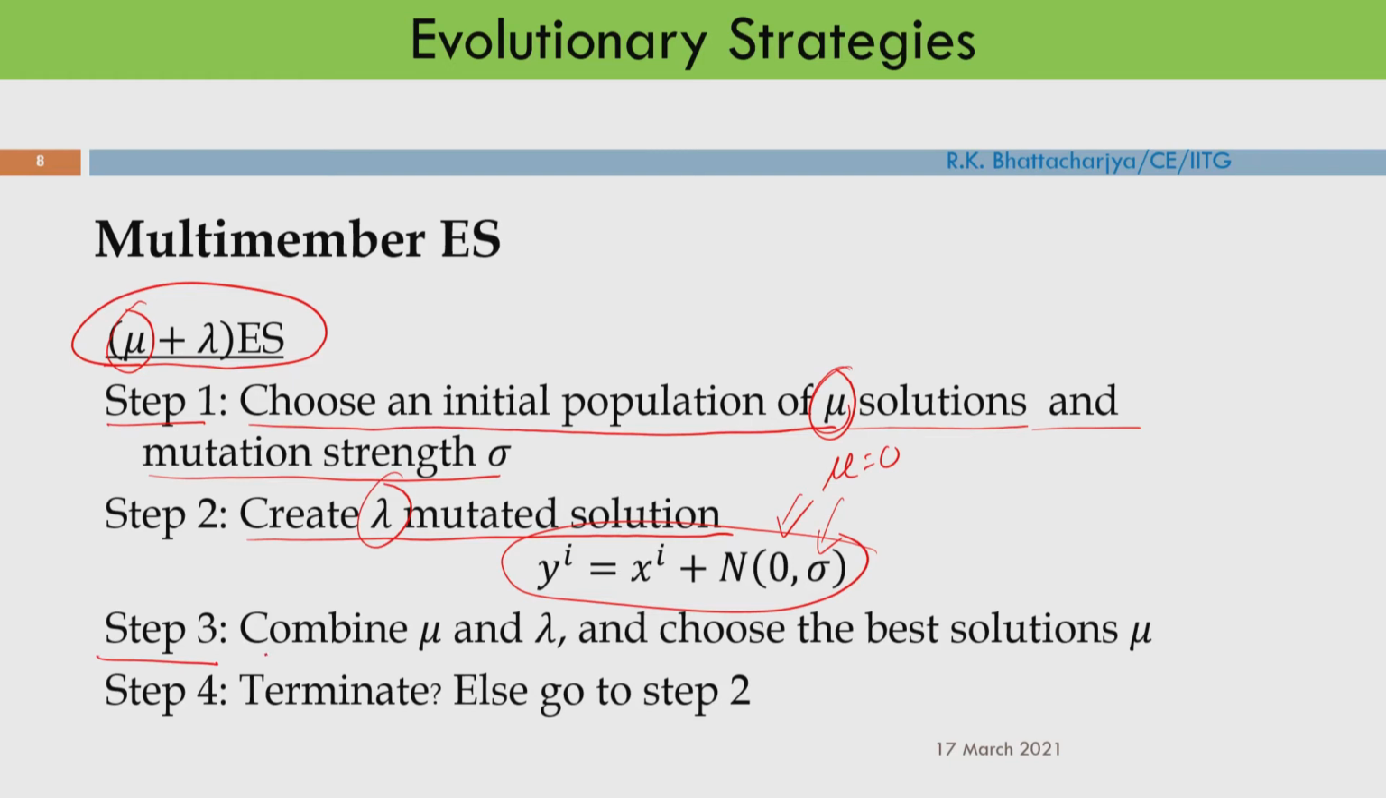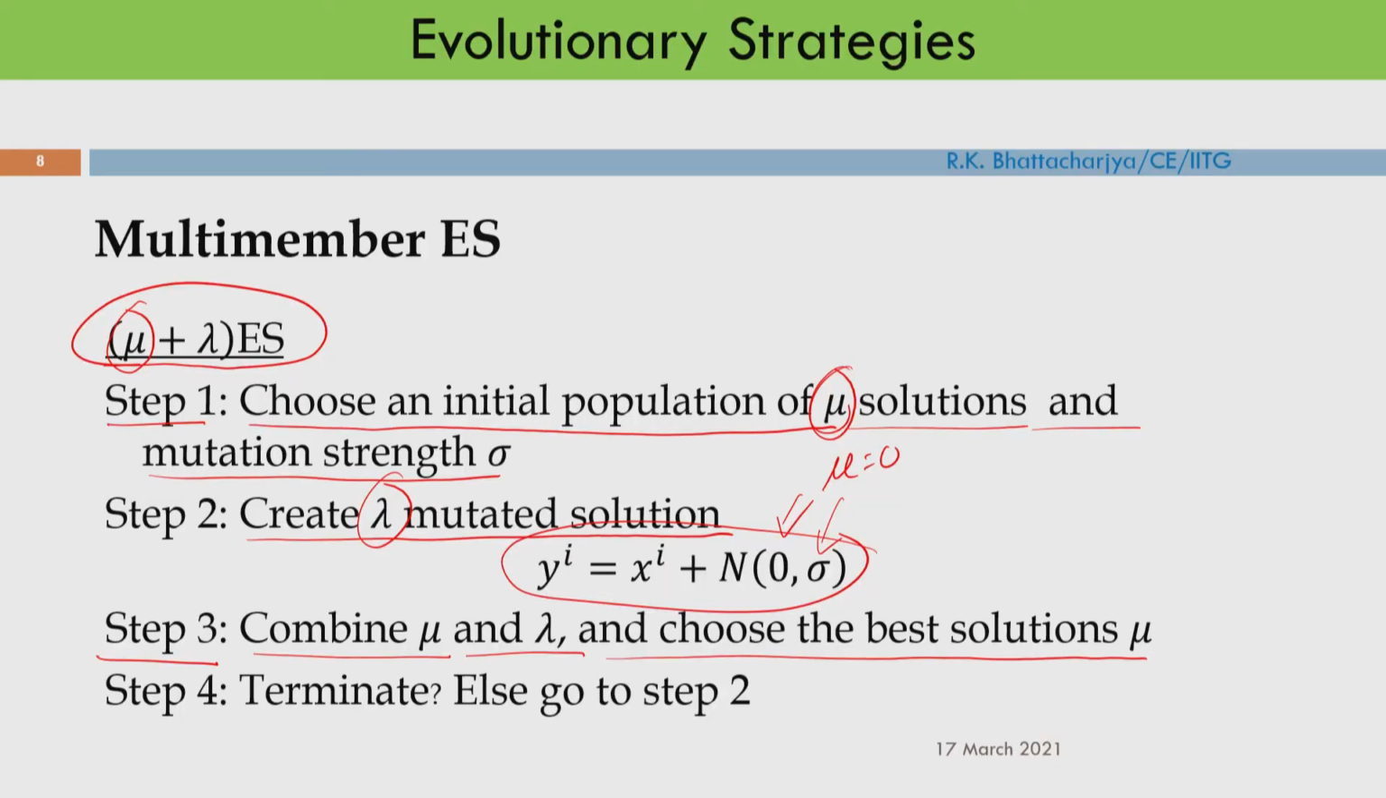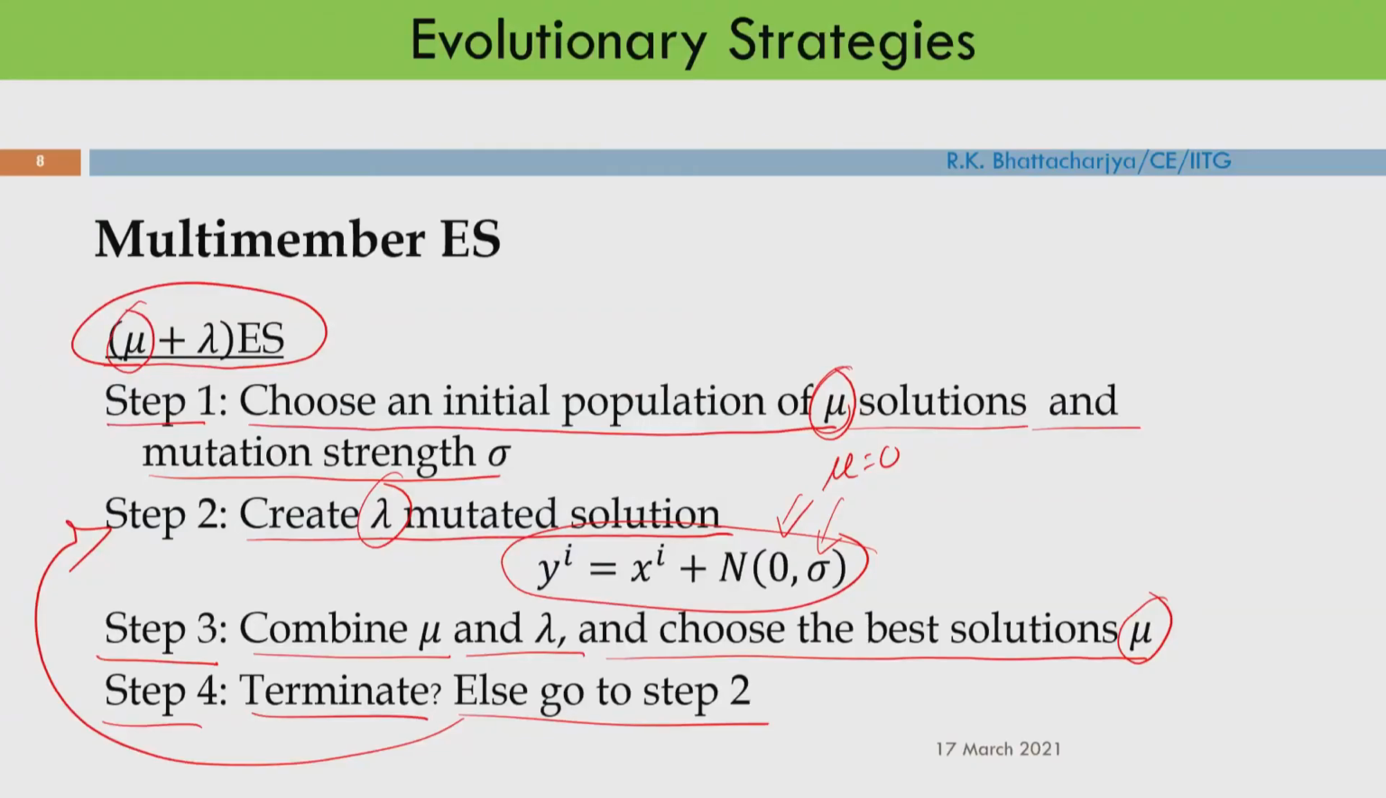Now, in step 3, combine mu and lambda and choose the best mu solutions. Okay. So, what I am doing? I am combining mu and lambda. In that way I am also implementing elitism here. If there is any better solution which was there in the old population, that will also be preserved. So, we are combining mu plus lambda, and then selecting the best mu solutions, and step 4: terminate, else go to step 2. Okay. So, you create another lambda solution and that iteration will continue. So, we have only a 4-step algorithm, and we will continue this iteration until we reach the termination criteria.